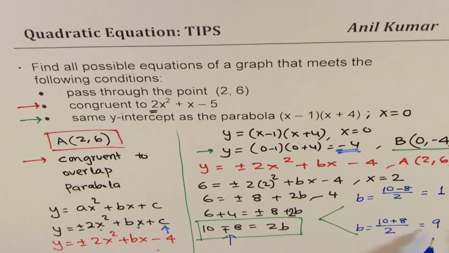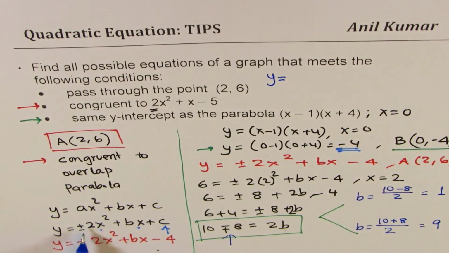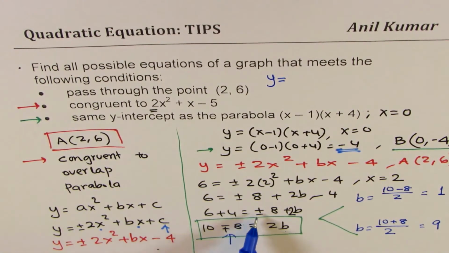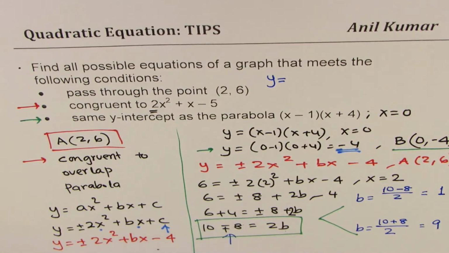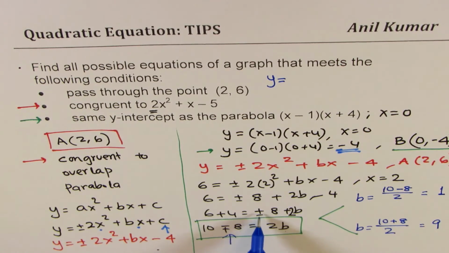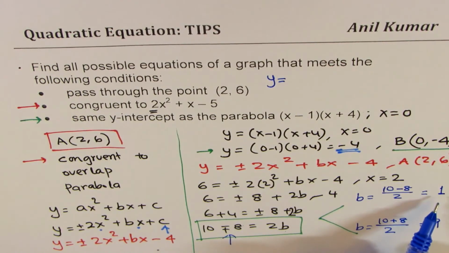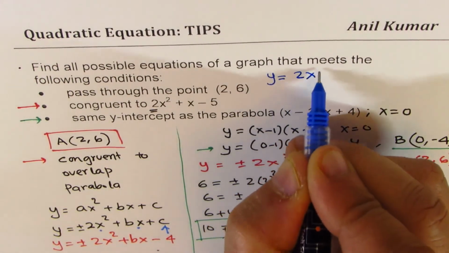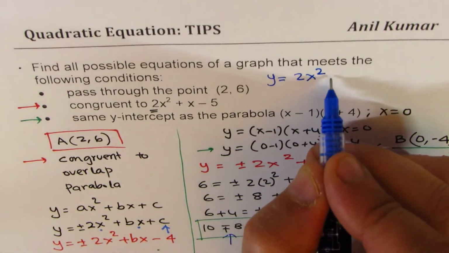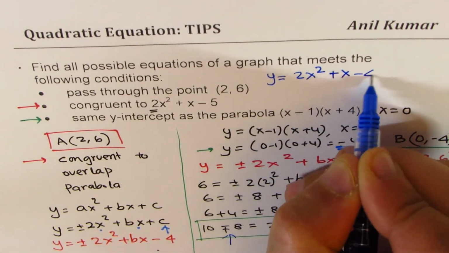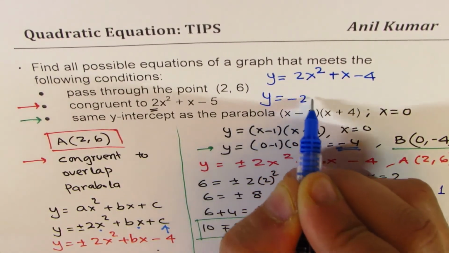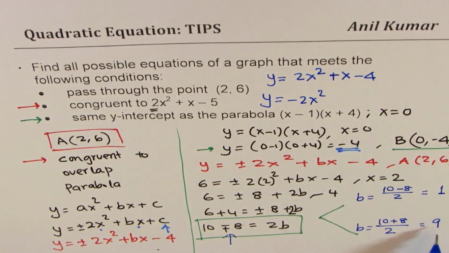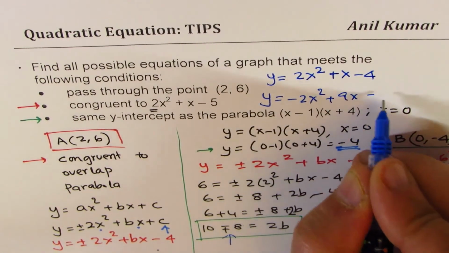So we get two different equations. If I use plus 2x squared, it becomes minus 8, so you have to be careful about this part. So if I use 10 minus 8, I get 1. Do you see that? So with 2x squared, I get b as 1. You should do it separately, right? And if I use minus 2x squared, then we get 9 as the value of b, and minus 4.